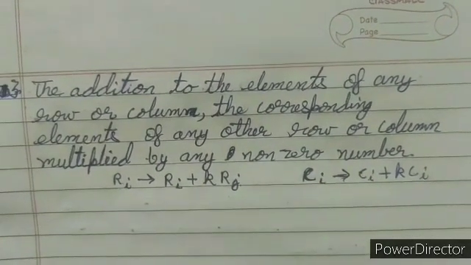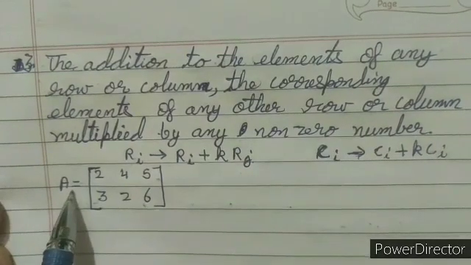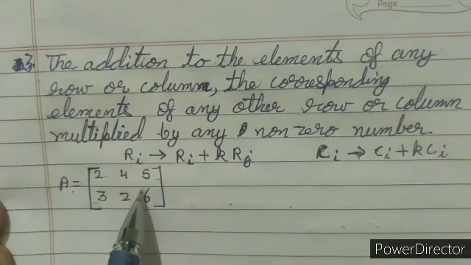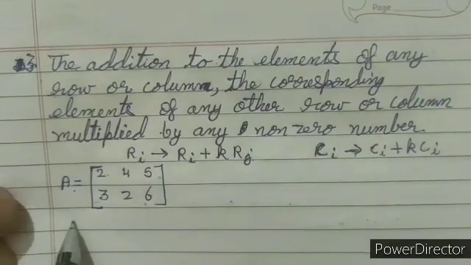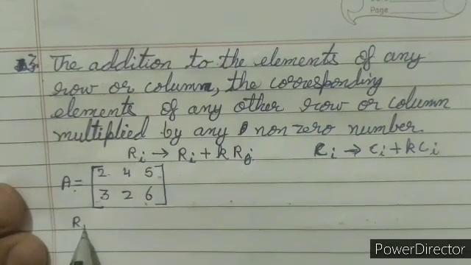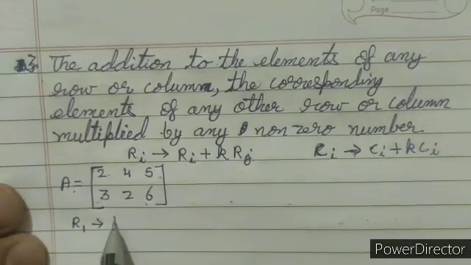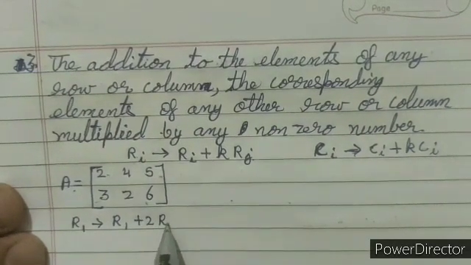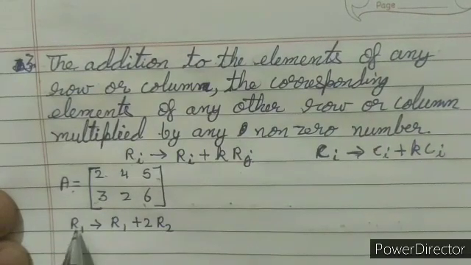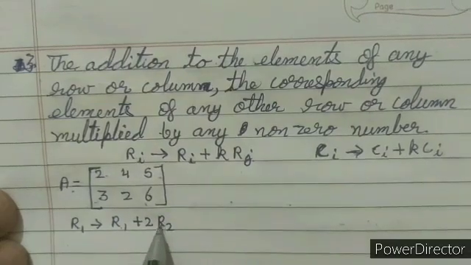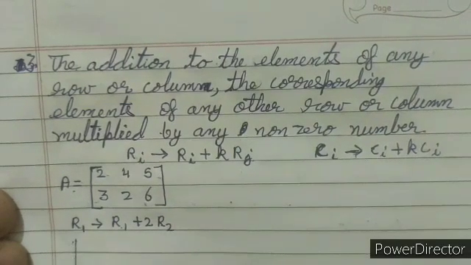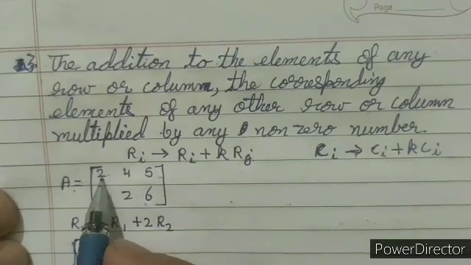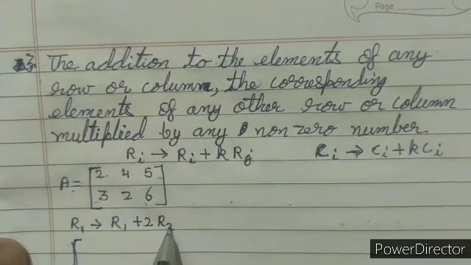Now let us take an example. Here I have taken a matrix A of order 2 by 3. If we want to change row 1 of the matrix by row 1 plus 2 into row 2, then it will be represented as R1 changed by R1 plus 2 into R2. Now this will give us a matrix. The first row will change to R1 plus 2 R2.